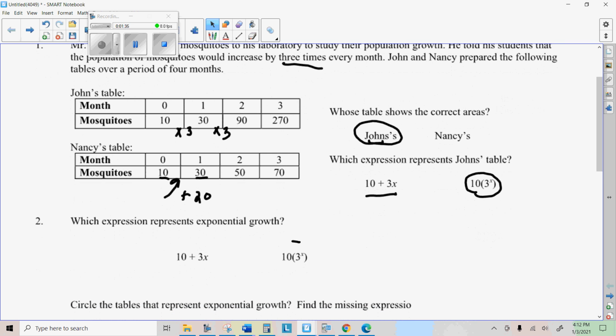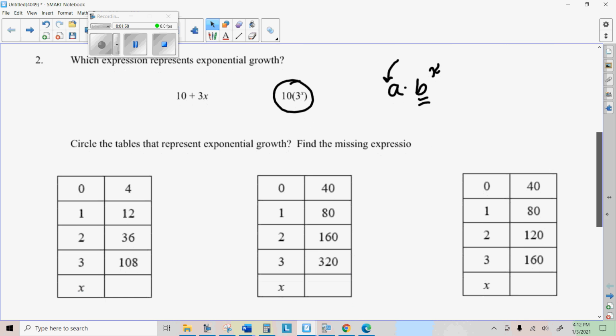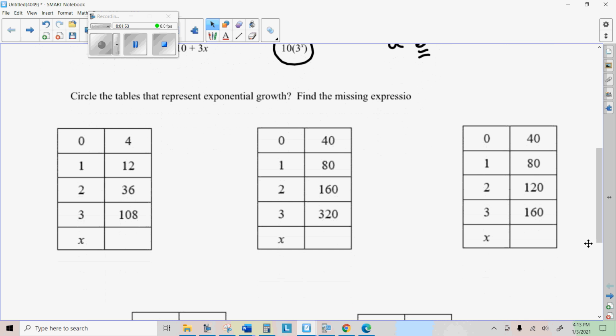So exponential growth looks like this. Expressions are a times b to the x, where the b is whatever you're multiplying by each time, and the a is what you're starting with. Okay, so we're going to look for tables that are exponential. In other words, they're multiplying. So what you're going to do is divide the numbers and see if it's going up by some factor. So do 12 divided by 4, which is 3. And if you do 36 divided by 12 and you get the same thing, then that's a multiplying table. And this one's multiplying by 3 every time.